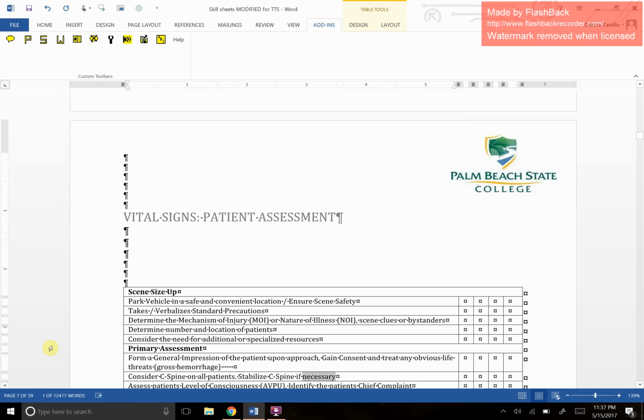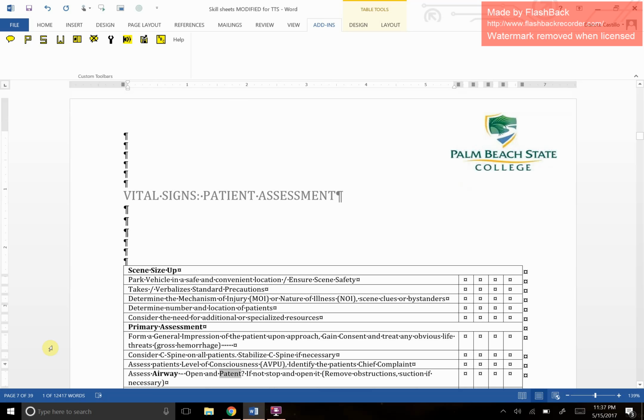Stabilize C-spine if necessary. Assess patient's level of consciousness, AVPU, and identify the patient's chief complaint. Assess airway open and patent. If not, stop and open it, remove obstructions, suction if necessary.